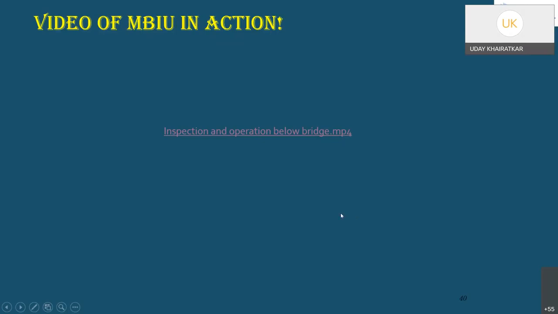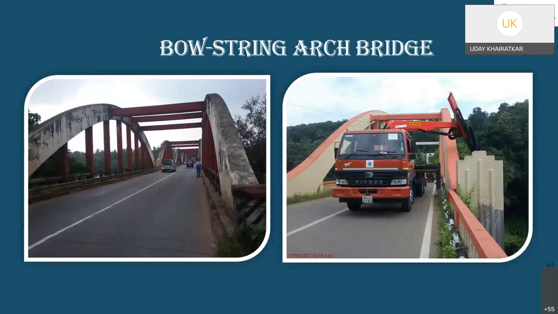So I hope it was informative. We could see the actual inspection being done. So these are the limitations. Here we can see there's a bowstring bridge.